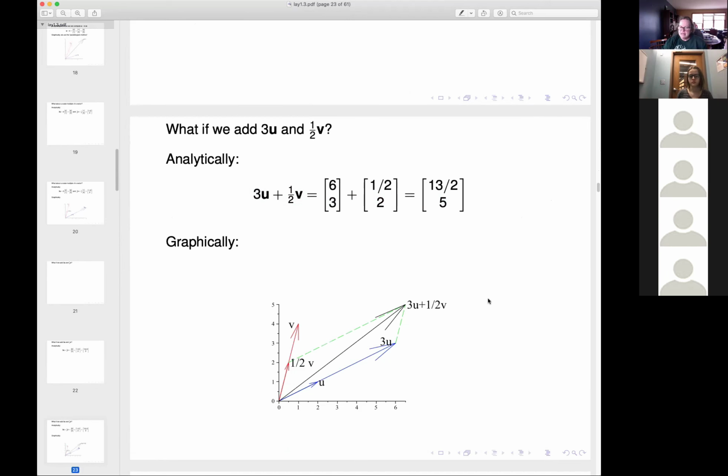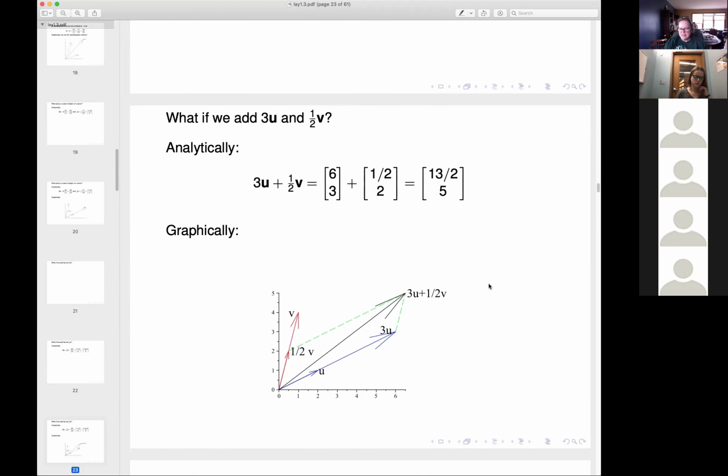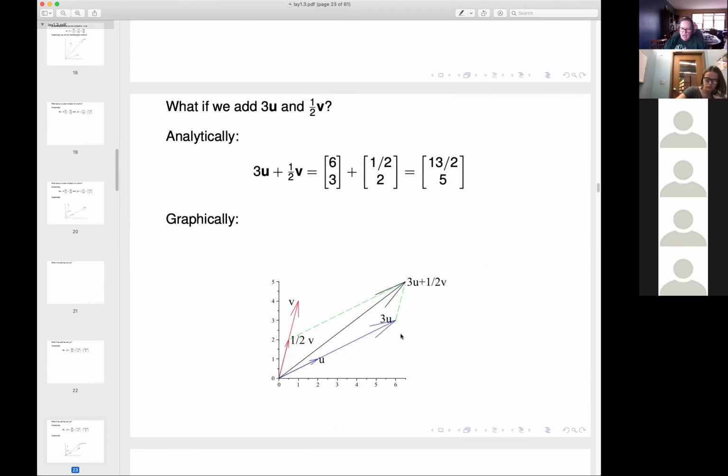But the idea that I want you to get from this is that I can scale u, so I can multiply u by something, and I can multiply v by something, and let's assume we're going to multiply by positive values. Could be fractions like a half, but positive values, right? So whatever I multiply by u, I'm getting something that's along this line here. And whatever I multiply by v, I'm getting something that's along this line that goes through 0 and v.